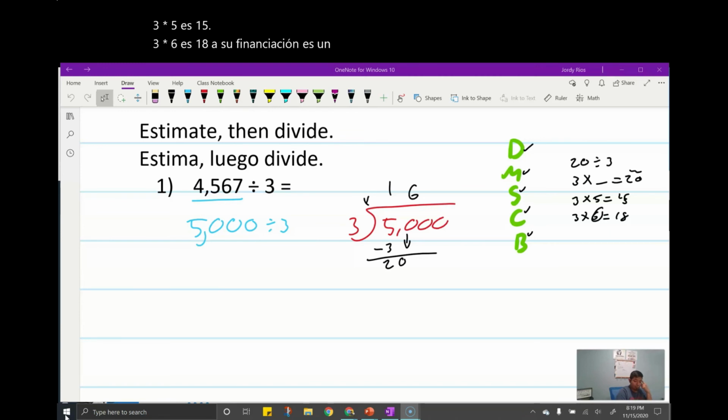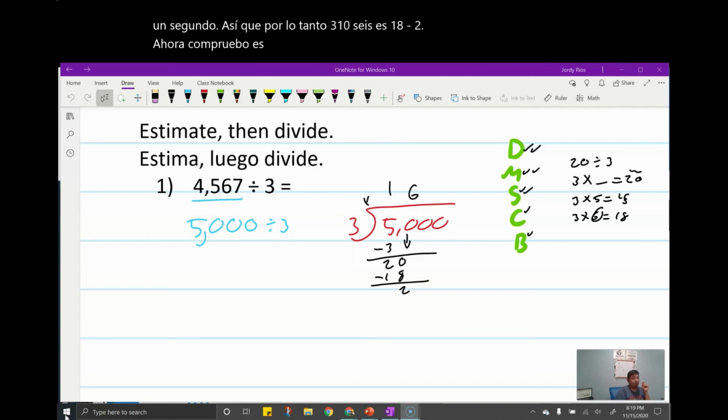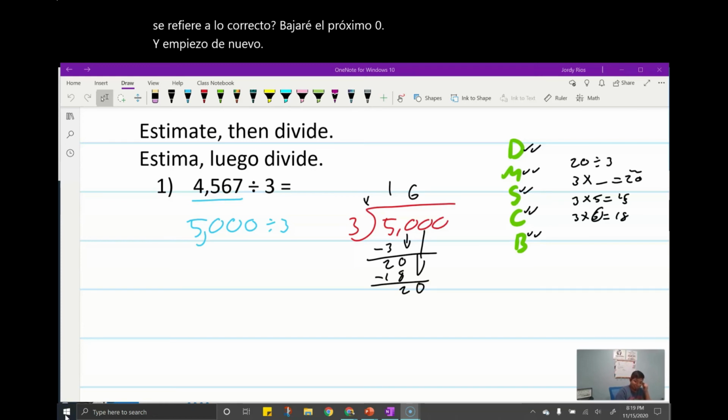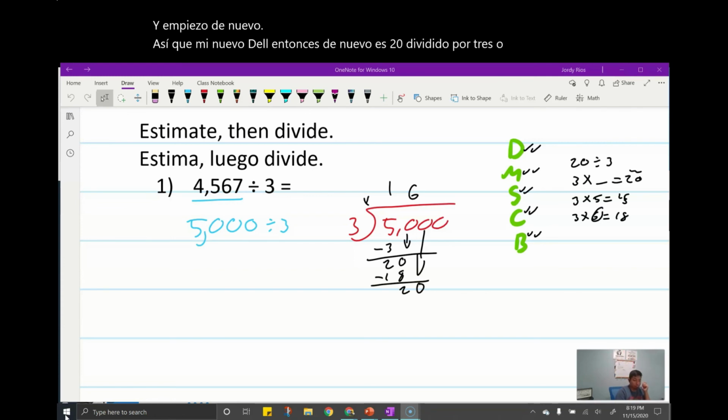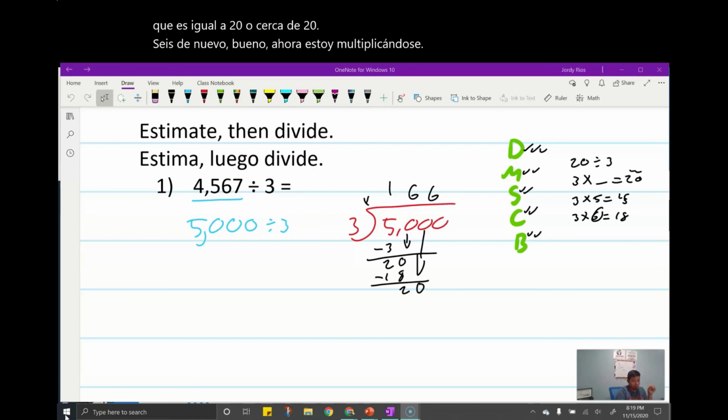Okay, now I'm multiplying. 3 times, remember my divisor, my quotient. Which quotient am I in? I'm on the second one. So therefore 3 times 6 is 18. 20 minus 18 is 2. Now I check, is my answer 2 smaller than my divisor? Yes, so therefore I did it correct. Now I bring down the next 0, and I start all over again. So my new dividend again is 20 divided by 3, or 3 times what will equal 20 or close to 20? 6 again. Good.